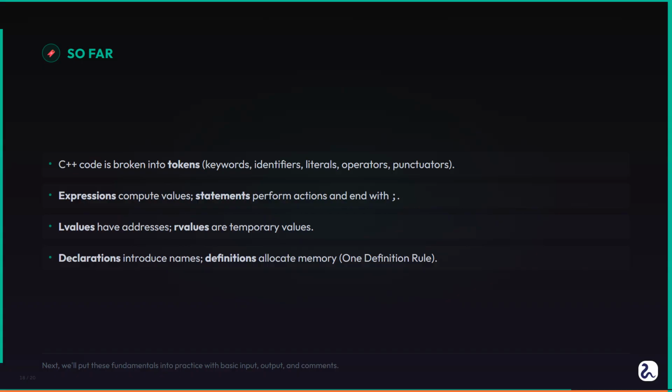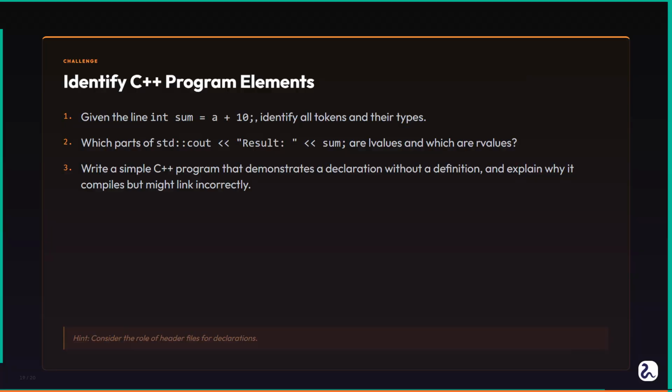Finally, return 0; is a jump statement. return is a keyword. 0 is an integer literal, an rvalue. It indicates successful execution to the operating system. The semicolon is, of course, a punctuator, ending the statement. When you compile this with a command like g++ hello.cpp -o hello, and then run it with ./hello, you get exactly this on screen. Hello world.